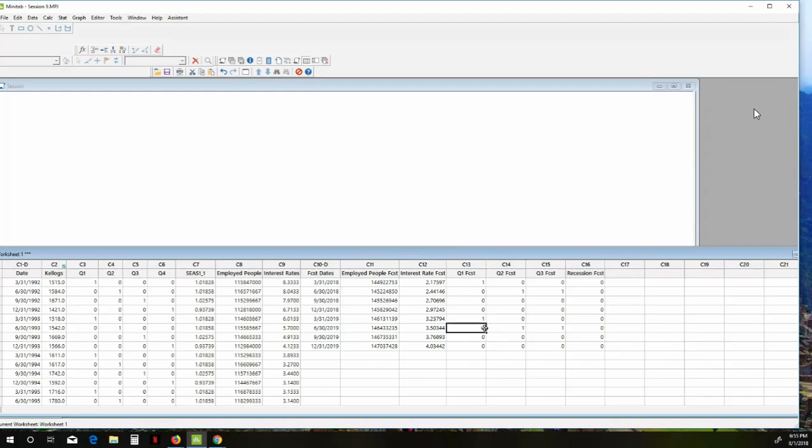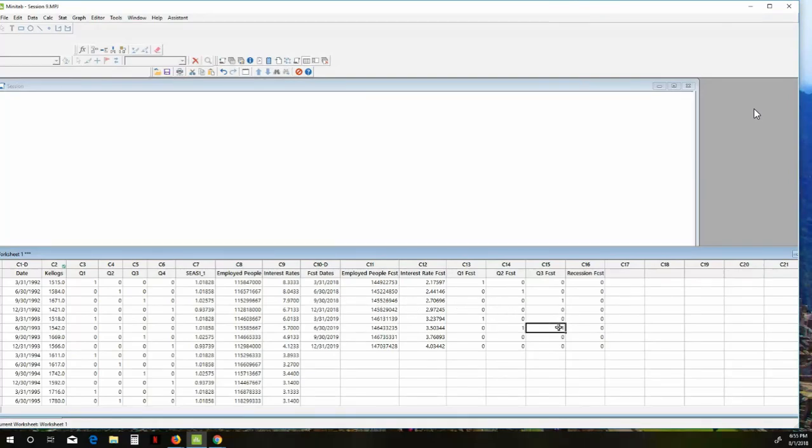Should be a 0 here too. So we got a Q1 and another Q1. We've got a Q2 and another Q2. Now we need a Q3. I don't know how this forecast gets screwed up. This is a Q3.